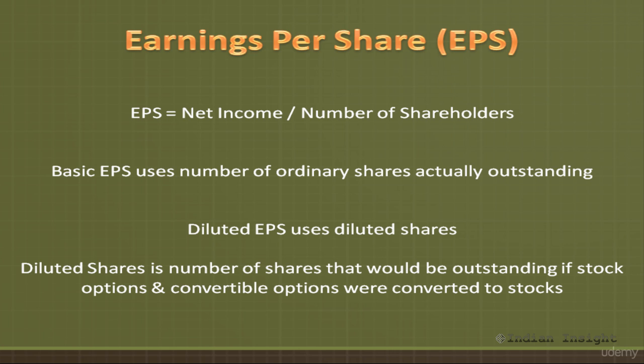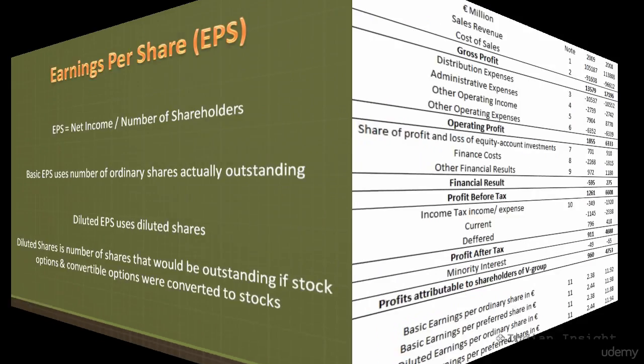On the other hand, diluted earnings per share calculation uses diluted shares, that is the number of shares that would hypothetically be outstanding if all potentially dilutive claims on common shares, like stock options or convertible bonds, were exercised and converted by their holders, which would result in an increase in the number of shares outstanding and also a decrease in the share of earnings for the existing shareholders.